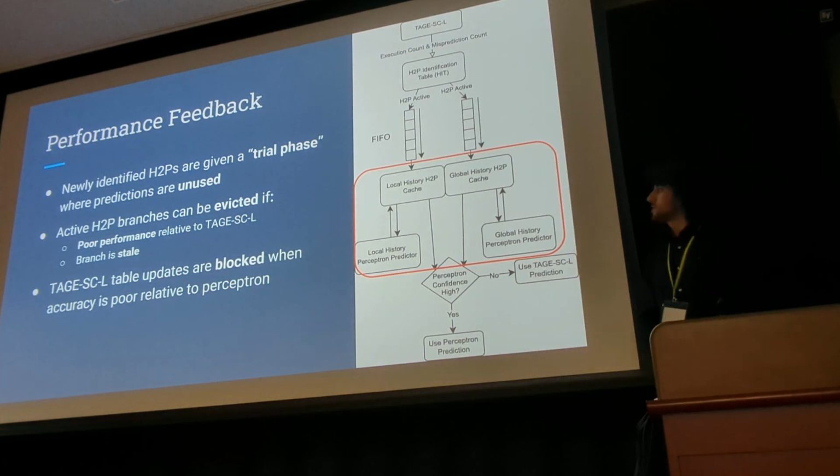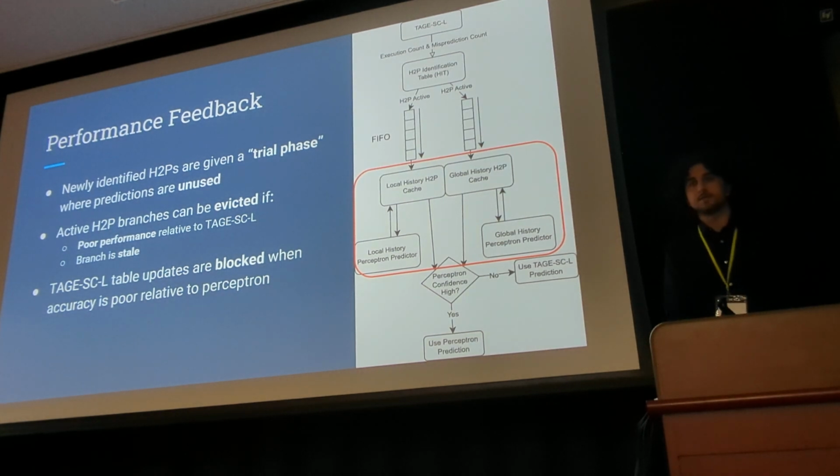To be clear, we have separate lists for the local history and global history perceptron. So, for example, if we find that a given hard to predict branch is performing well with the local history perceptron but poorly with the global history perceptron, we will evict it from the global history perceptron list and only predict it with the local history perceptron from then on. Once we're confident that one of our perceptrons is doing well and is superior to TAGE for that given hard to predict branch, we filter updates from TAGE for the specified branch.